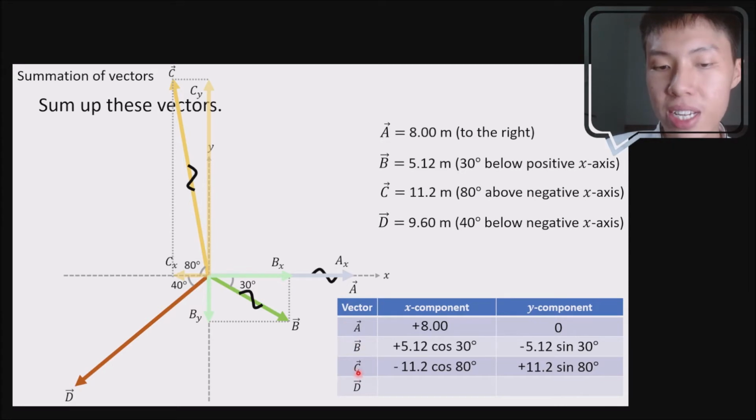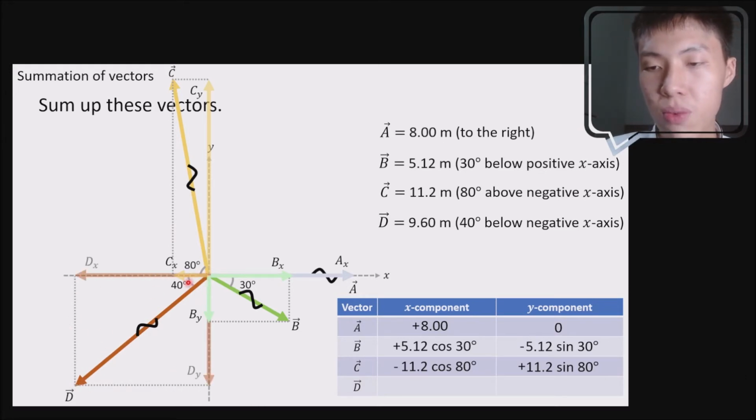Okay, the last vector, vector D. Resolve it by having a squiggle first. Then we draw dotted lines to show that we are resolving. Then we get our Dx and Dy. Now put it into numbers. Dx is pointing in the negative x direction, so negative sign. This Dx is right beside the 40 degree, so it should be a cos. So it should be 9.60 cos 40 degree.